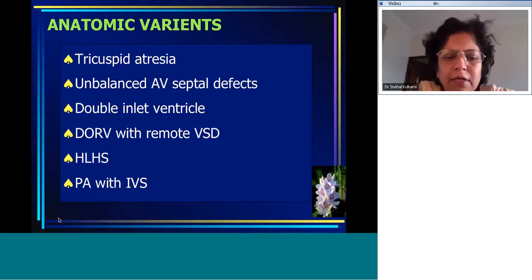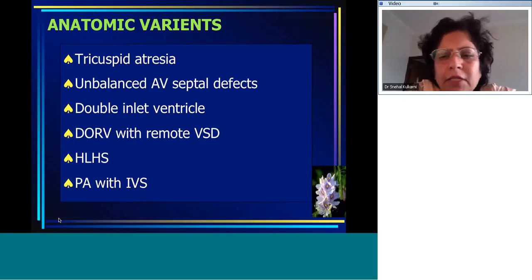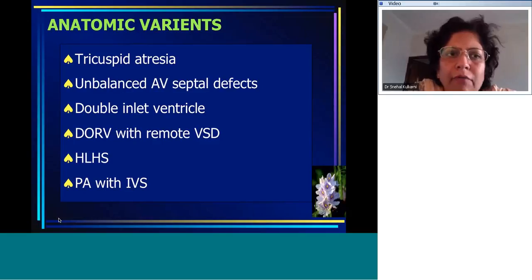The last one is pulmonary atresia with intact ventricular septum. It can happen in combination with tricuspid atresia. So you can have tricuspid atresia with pulmonary atresia, or you have a varying degree of tricuspid valve hypoplasia.